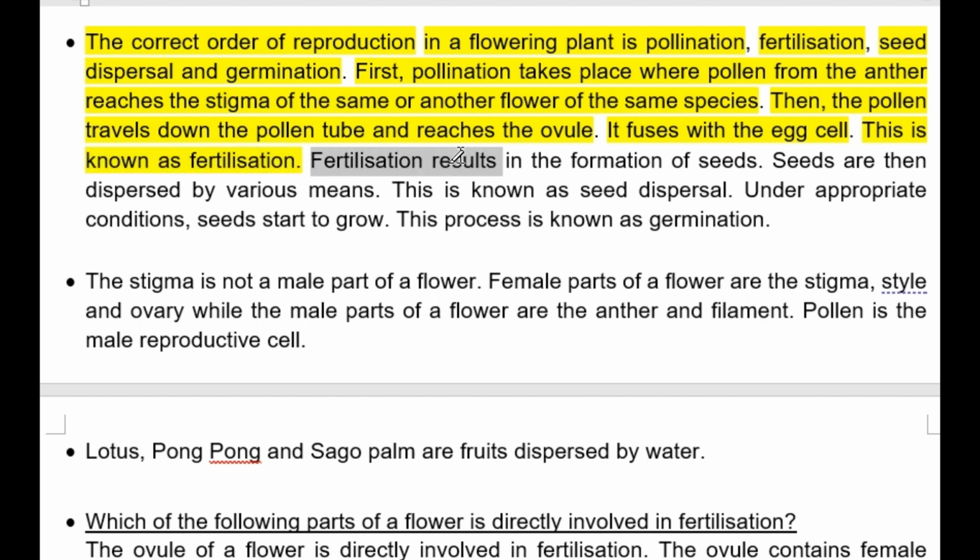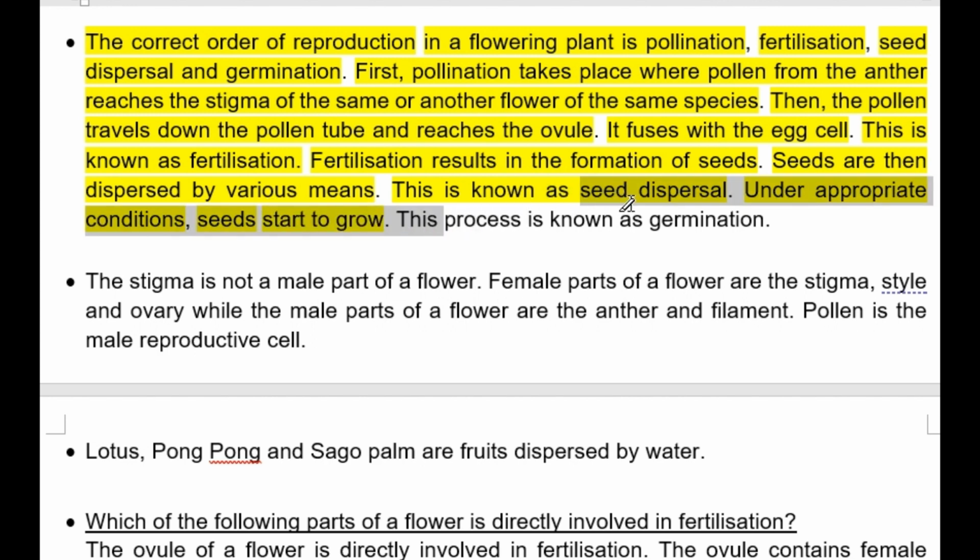Fertilization results in the formation of seeds. Seeds are then dispersed by various means. This is known as seed dispersal. Under appropriate conditions, seeds start to grow. This process is known as germination.